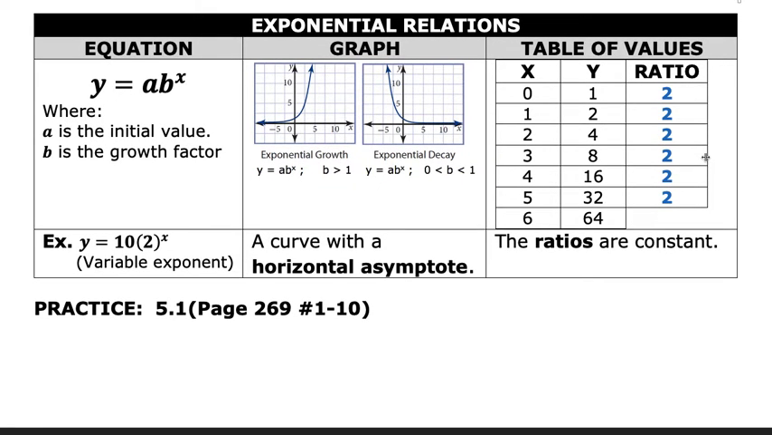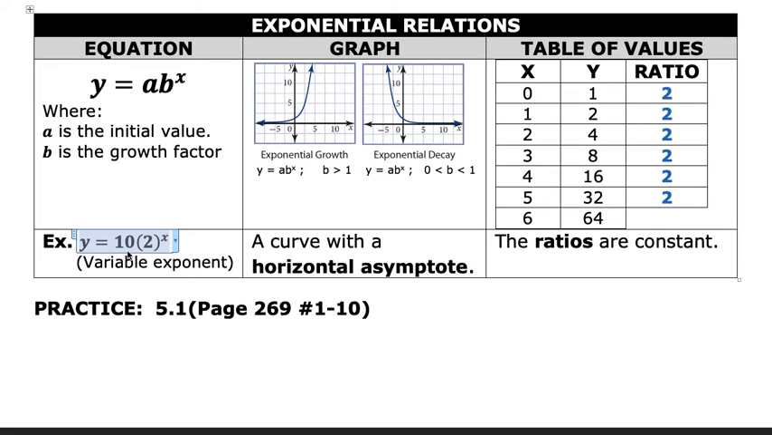Exponential relations. So as an equation, y is equal to ab to the power x, where a is the initial value and b is the growth factor. So this equation, y is equal to 10 times 2 to the power x, what we can say is that it's an exponential equation because it has a variable as an exponent. Here is where we see our variable. And what characteristics of this exponential relationship can we determine just based on this equation?